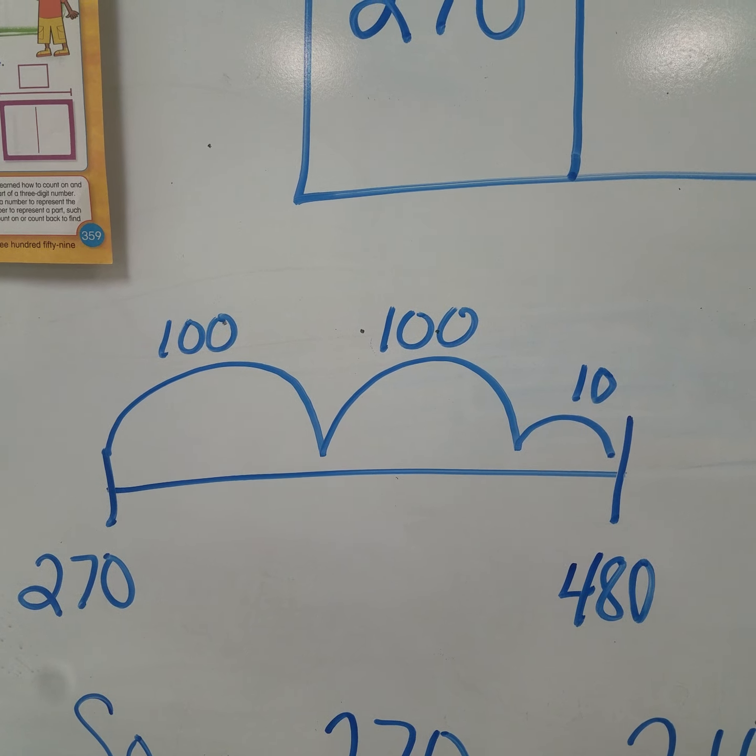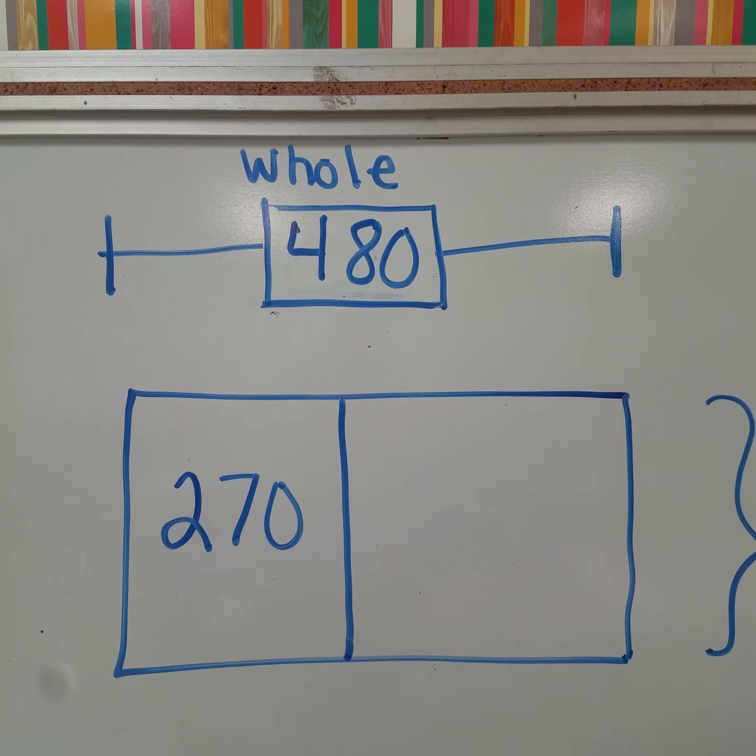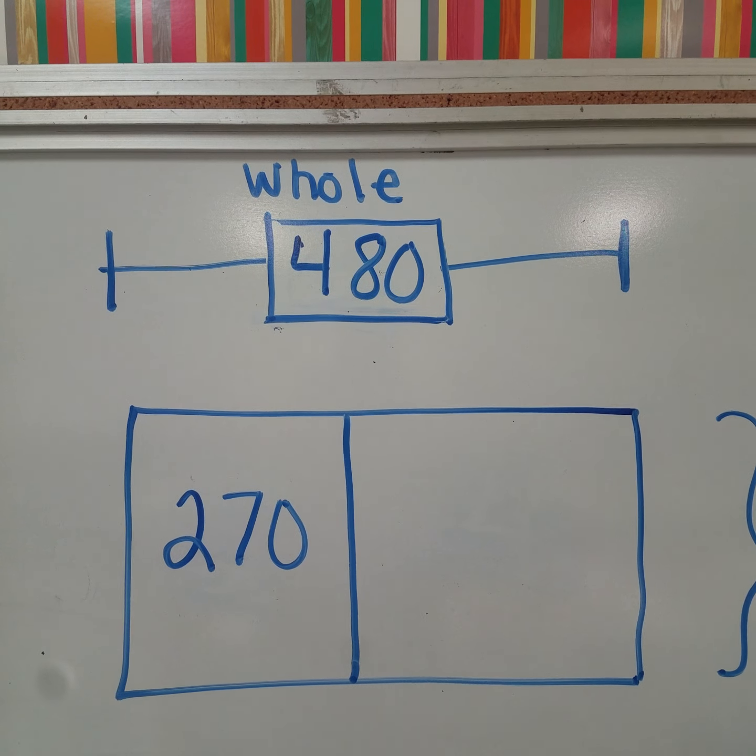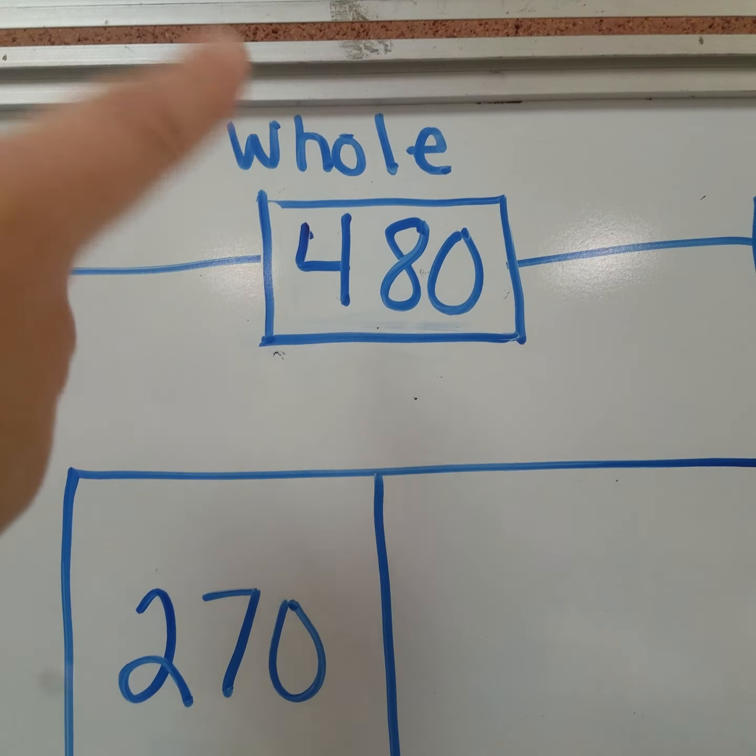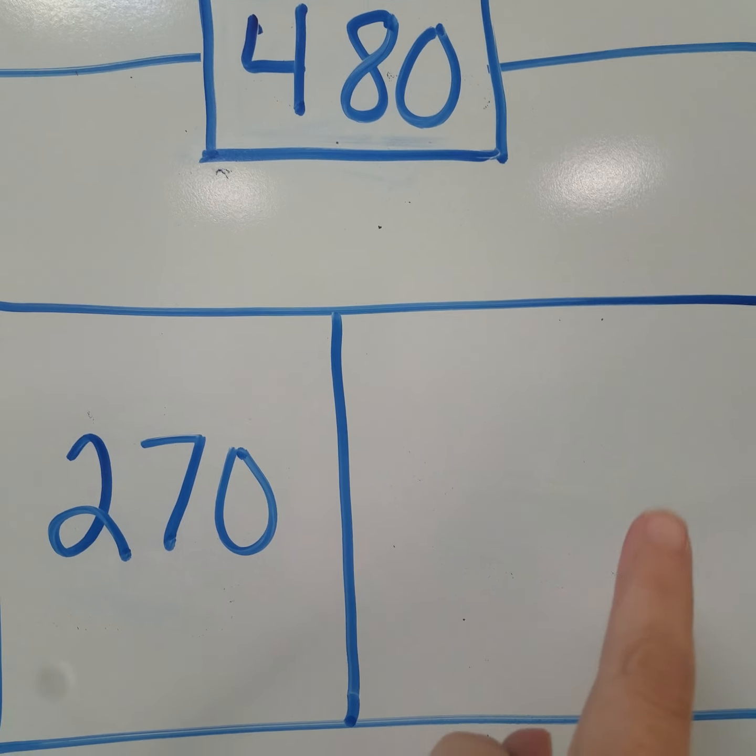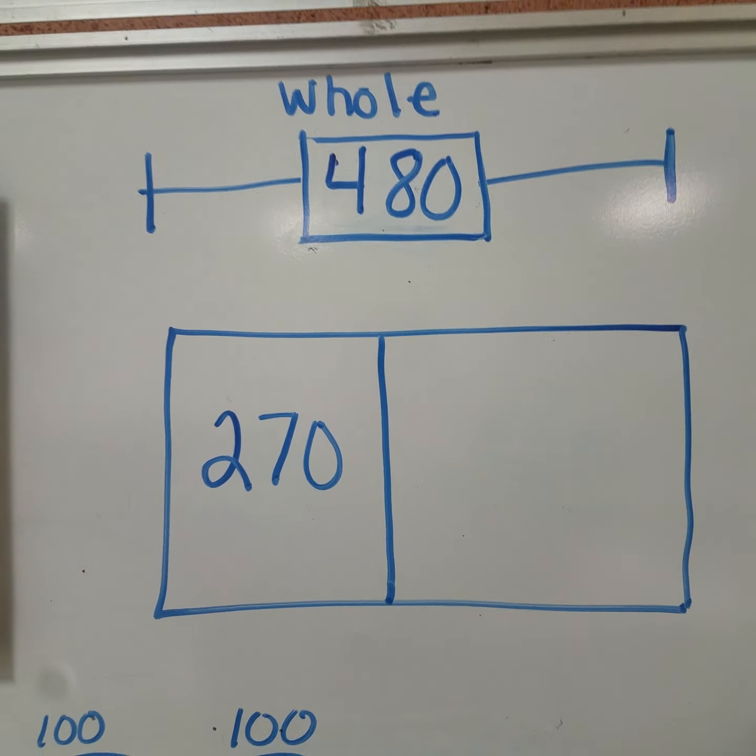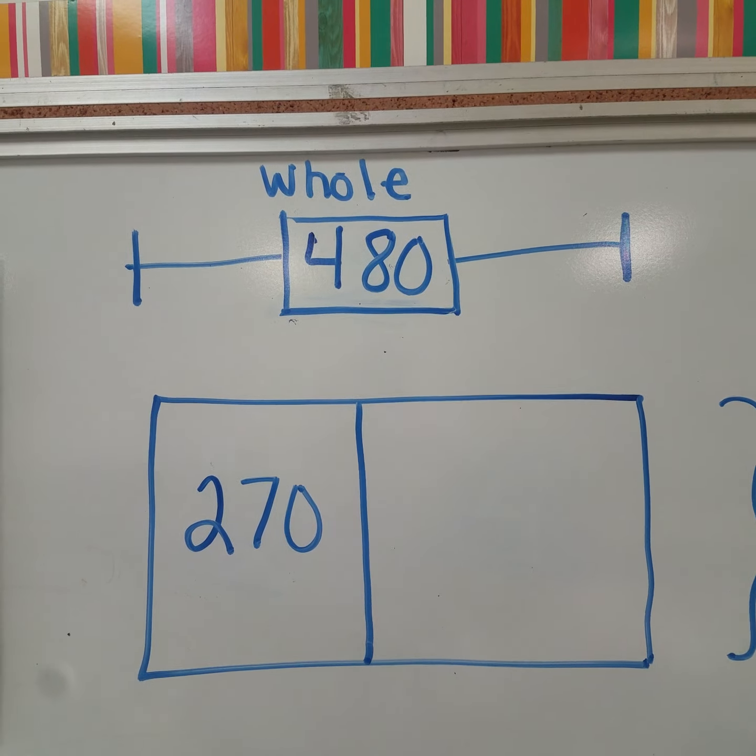Again, if you don't remember when we did open number lines, that is okay. But let's talk about what we're doing today. For today's problems, we're given a whole and we're given a part, but we have a missing part right over here. This would be a question mark if I had a marker in my other hand, but my hands are full. We've got 480 is the whole, 270 is a part, and then we have a missing part right here that we have to try and figure out.